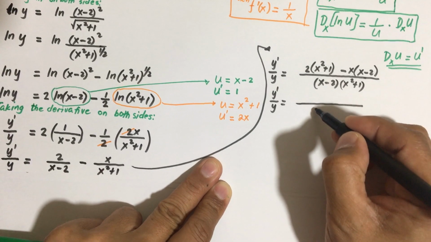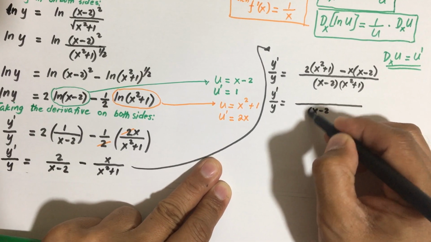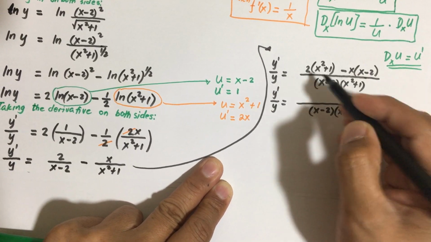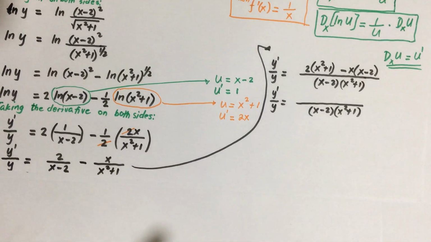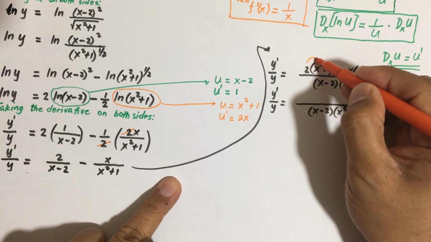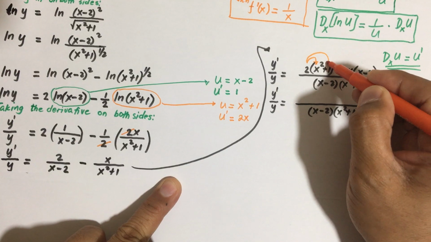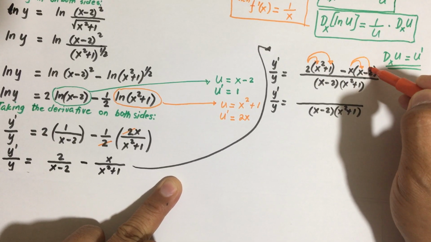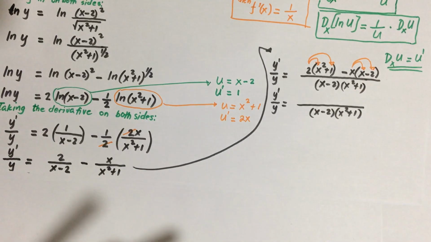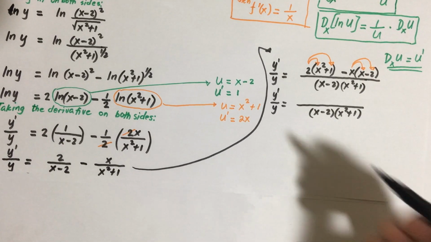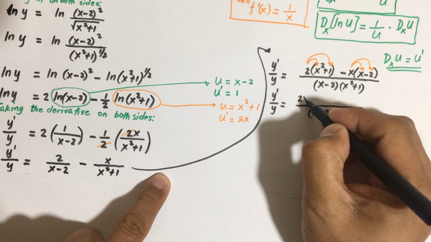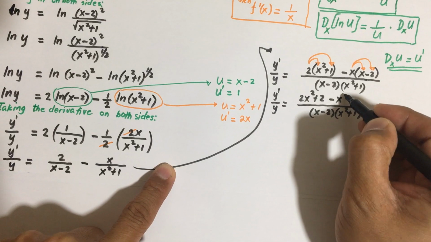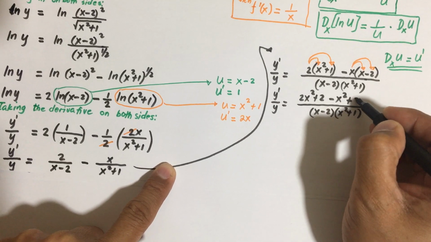So just copy the same denominator, x minus 2 times x squared plus 1, then distribute 2 and multiply, and also for this one distribute minus x and multiply. So the numerator becomes 2x squared plus 2, then minus x squared, then plus 2x.